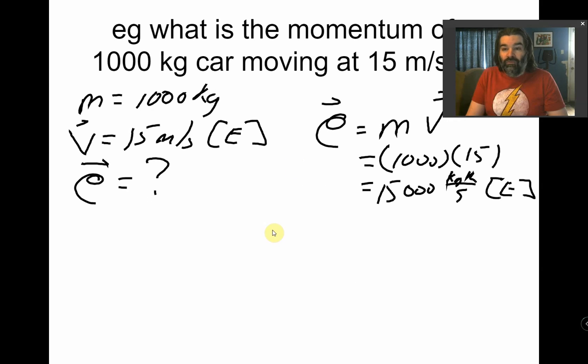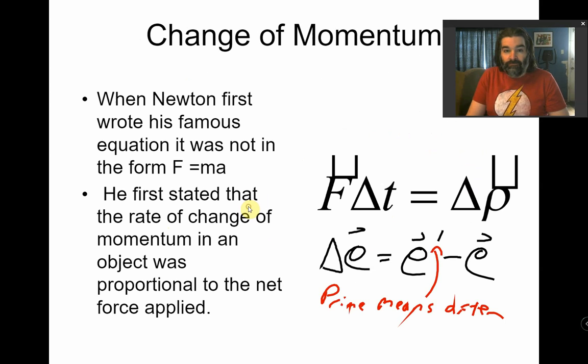So, for example, let's say you've got a car that's 1,000 kilograms moving at 15 meters per second east. Its momentum is just 1,000 times 15, so it's 15,000 kilogram meters per second east. Mass is a scalar, so it won't change the direction at all for you. So easy to find momentum.